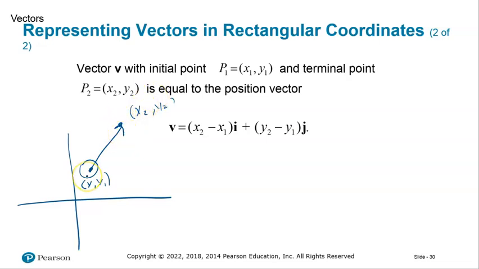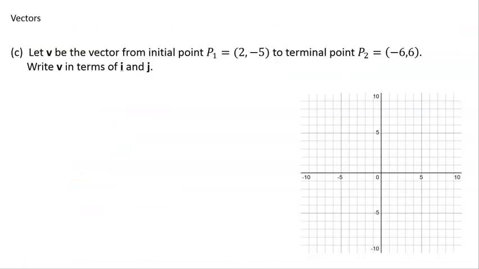So it begins at x1, y1. That's why they call that the initial point. And it ends at x2, y2, and that's called the terminal point. So just be sure to subtract them in the proper order. So let's do an example C.